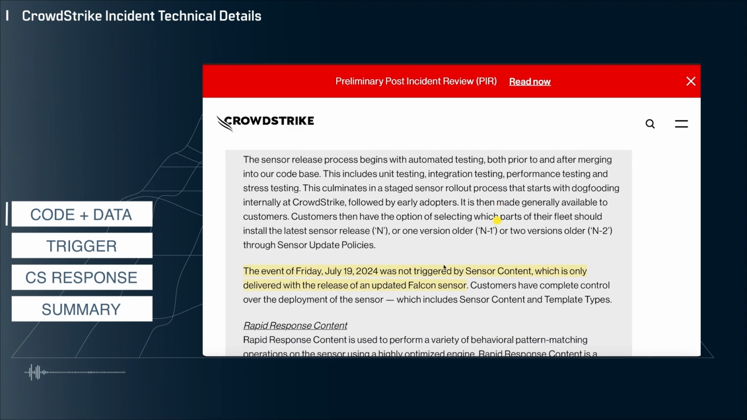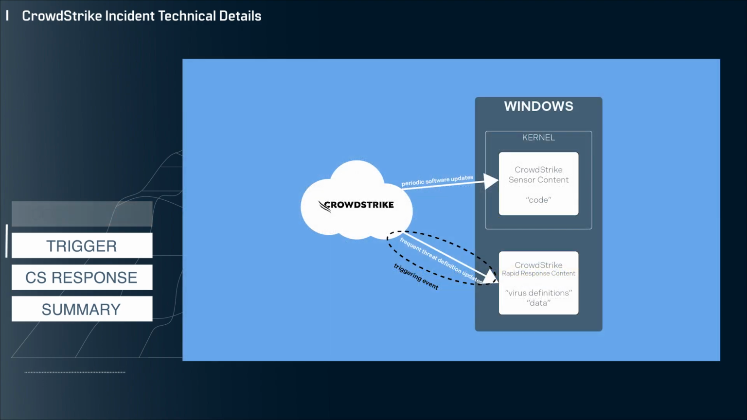Now that we understand these two pieces of the system, we can discuss what caused the issue last week. The culprit was an update to the rapid response content. Remember, this is akin to the virus definitions. This data, no doubt, includes a list of places to look on the computer for viruses or malware. This would likely include places on the hard drive and, more importantly, places to look in memory on the computer while the computer is running.